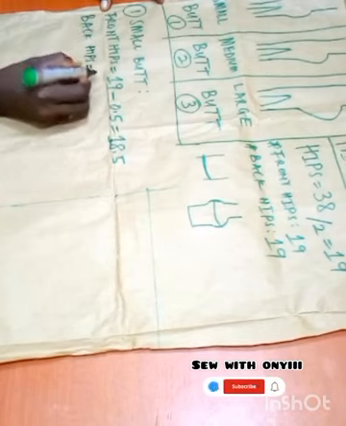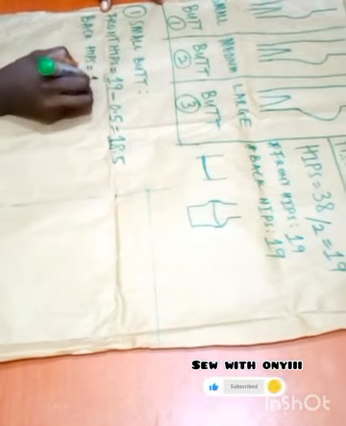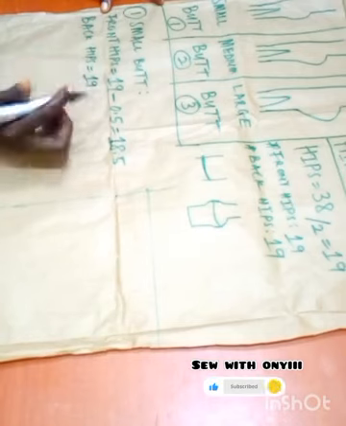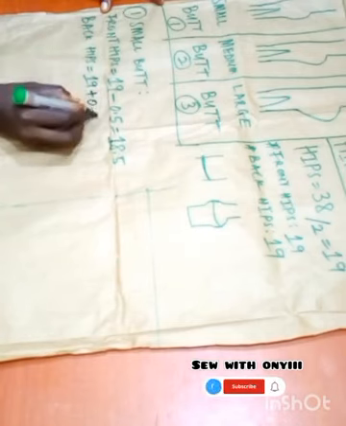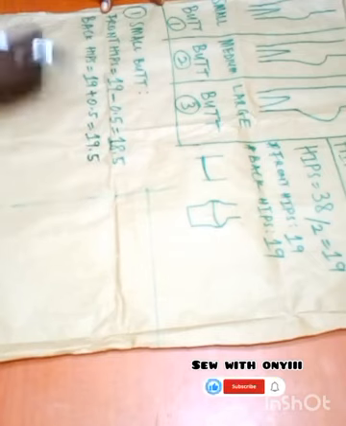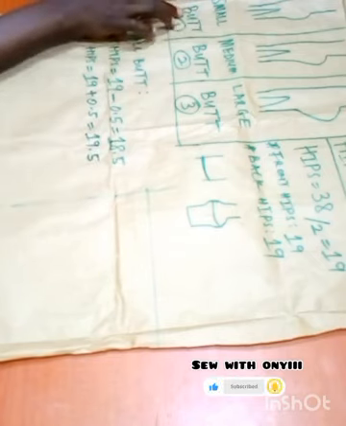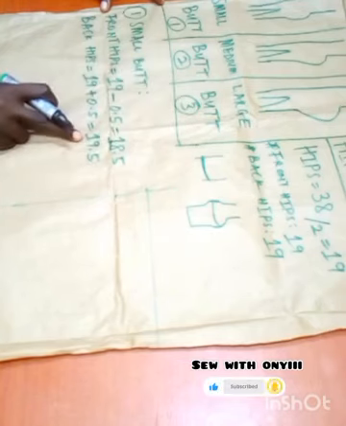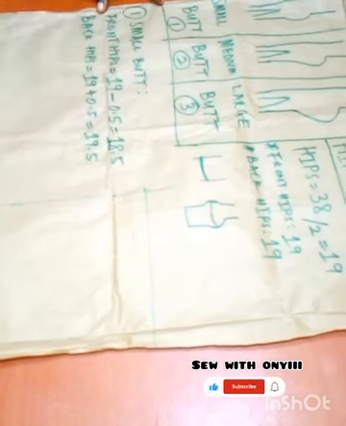And for the back hips, what you do is, which is 19, you add what you subtracted from the front to the back, plus 0.5, equals 19.5. That's for both sides. You're going to use 18.5 for the front hips and 19.5 for the back hips.